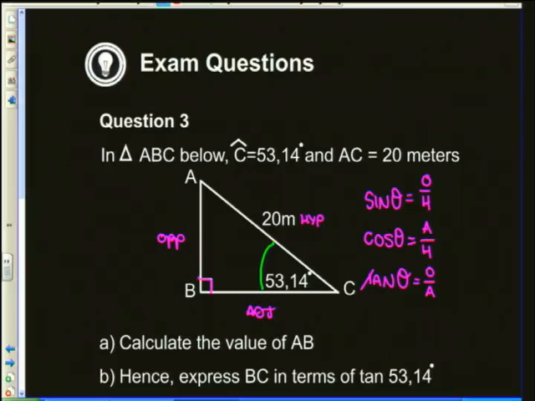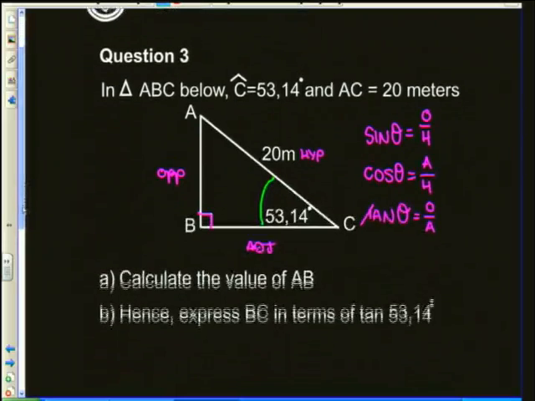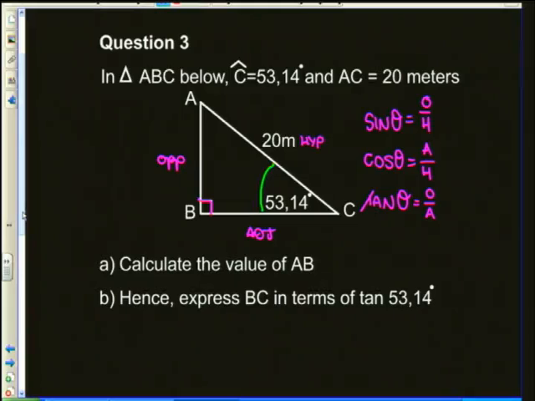All right, but based on this question, what are they asking me? We've got angle C, which is 53.14 degrees. The length from A to C, which we know is the hypotenuse, is 20 meters. And what they're asking us for is the length from A to B, so we're looking for this length over here.